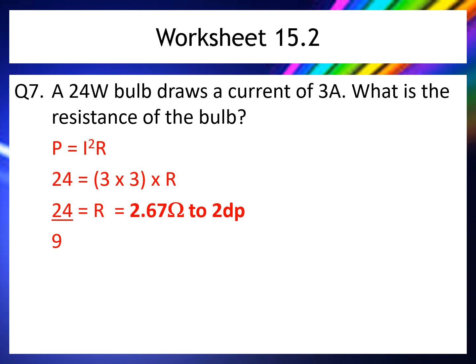Okay, so this time we're now being asked to find the resistance of the bulb. So far we've used P equals I squared R to find either the power or the current. We're now looking for resistance. We've got a 24 watt bulb and a current of 3 amps. Just the same as our other questions then, we're going to put the numbers in first, not forgetting that we have to square the current, so it's 3 times 3. When we do that, we then reverse maths it. We've got 24 equals 9 times R. 24 divided by 9 gives us R, which gives us 2.67 ohms to 2 decimal places.